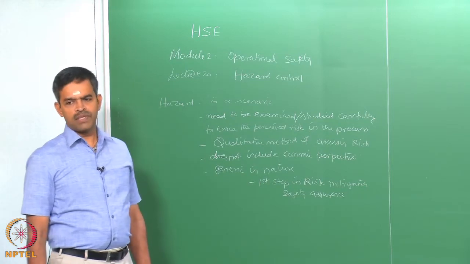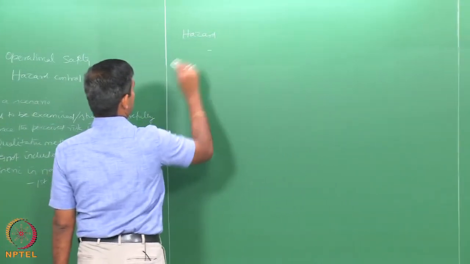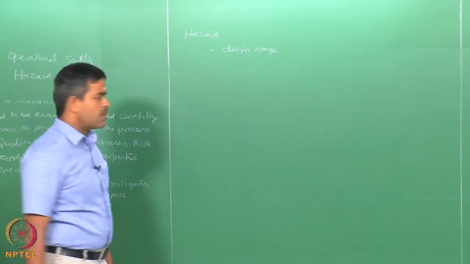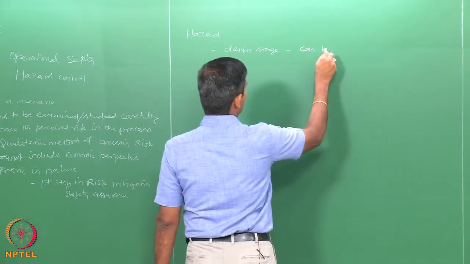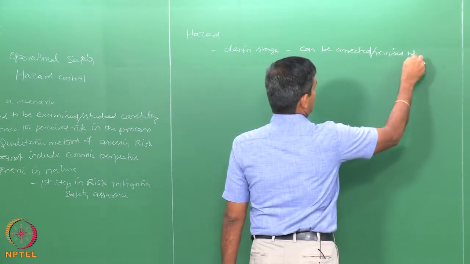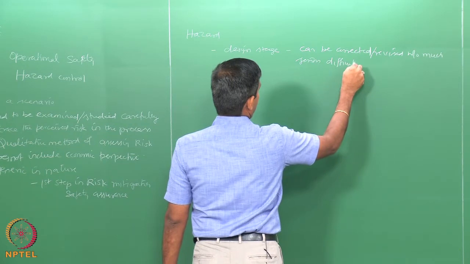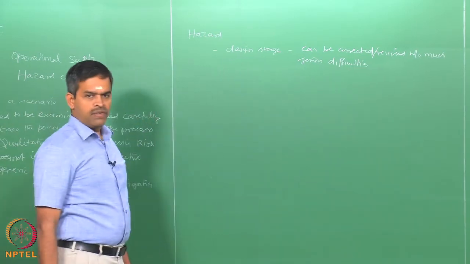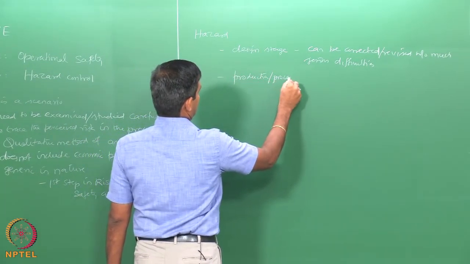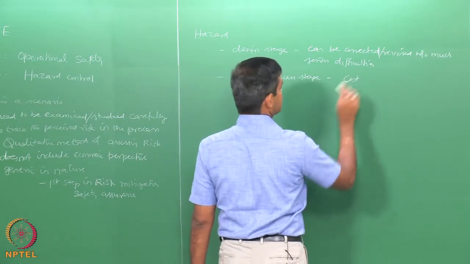Now, hazards are inevitably present in a given system because hazards arise from many scenarios. It can arise at the design stage, which of course we can correct without much serious difficulties. But if it is seen during the production stage, then it can definitely cost something.